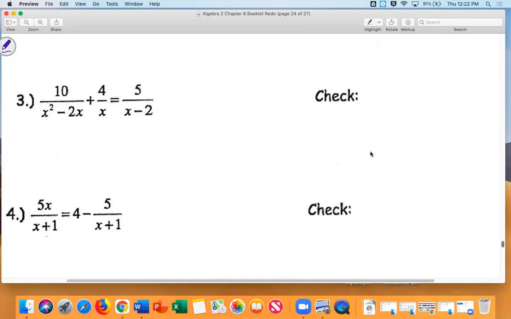Now, I'm looking at this one. Do you see why I would look at this one first? The x squared minus 2x. Can I factor that? Does it look like I can factor that? So that's why I'm going to start here. It's a good place to start. Factor everything, see what you got. So I'm going to factor out the x, like you said. When I do that, I have x times x minus 2 plus 4 over x equals 5 over x minus 2.